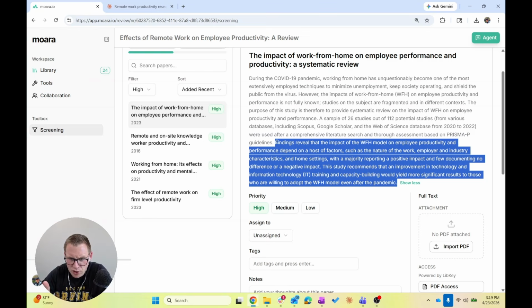Findings from those studies reveal that the impact of the work from home model on productivity depends on a host of factors. Nature of the work, we know, is important. Employer and industry characteristics in home settings. Majority reporting a positive impact and few documenting no difference or negative impact. This is what we're looking for, right? We're looking for a highly cited study, to figure out why exactly that highly cited study has a finding that runs counter to the summaries we came across.